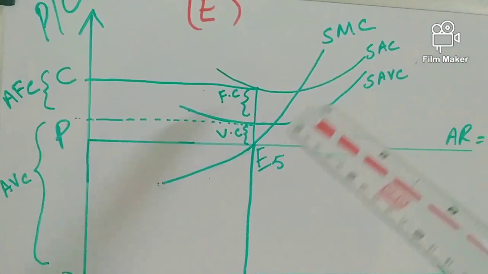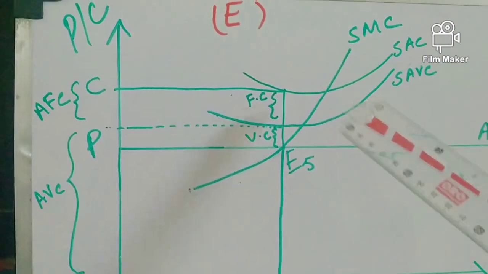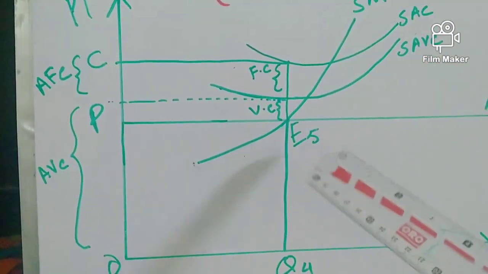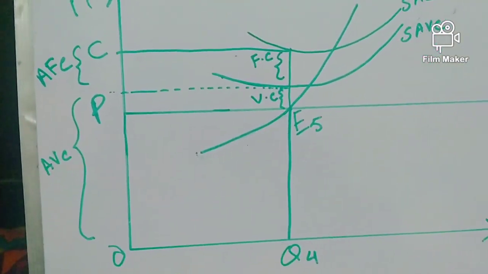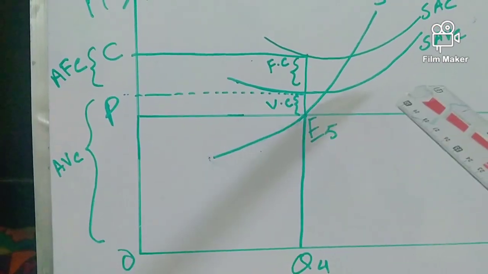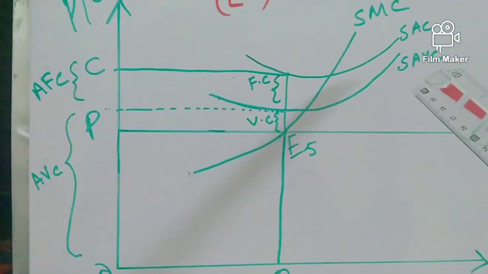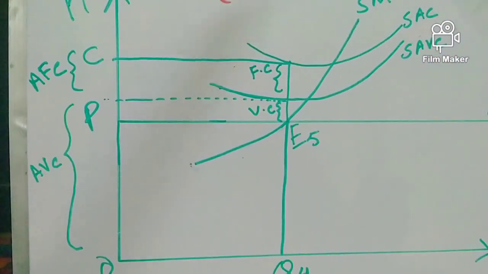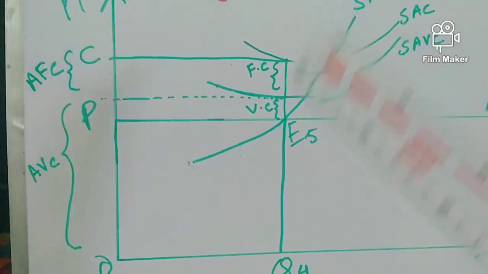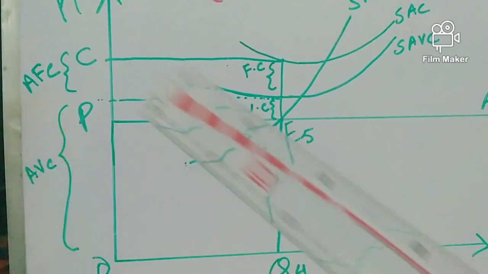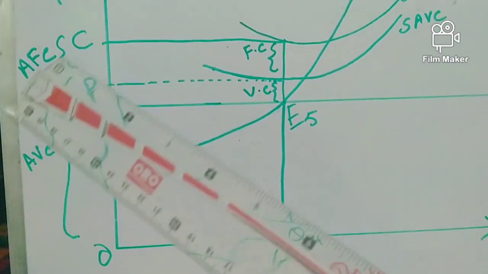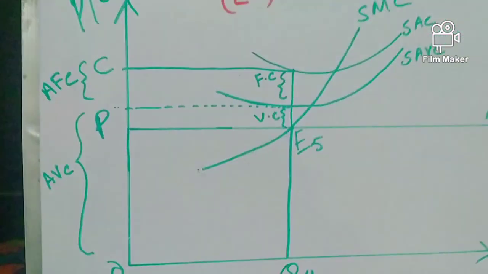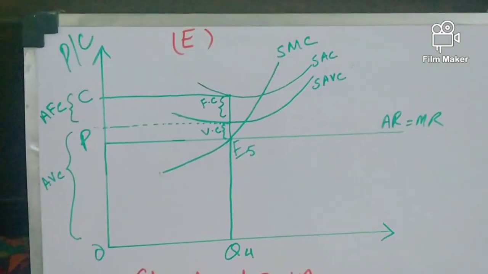Now students, you will observe that at E5, or the output OQ4, the firm cannot cover even its average variable cost. So it will be better for the firm to shut down, because the firm will have to face losses equal to the average variable cost and average fixed costs. This was all about the topic.